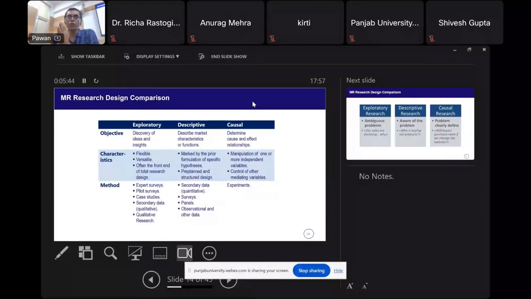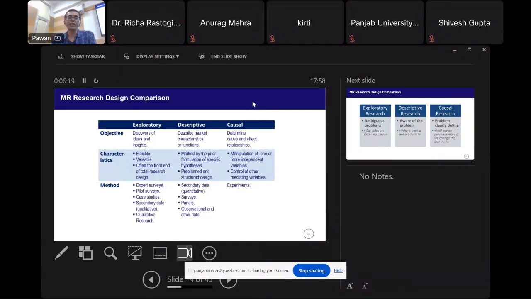Descriptive is where you want to very clearly define the market characteristics. So you want to define what is the size of the market, what is the growth rate of the market, what are the top 5 players, what is their market share, what is the last 5 years CAGR kind of thing. So in areas where you have very clear-cut questions to be answered, you deploy descriptive kind of research.